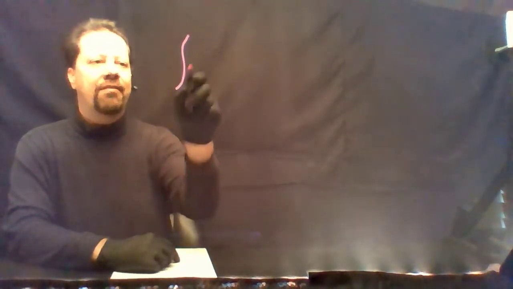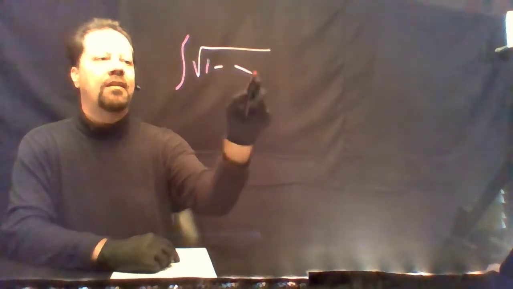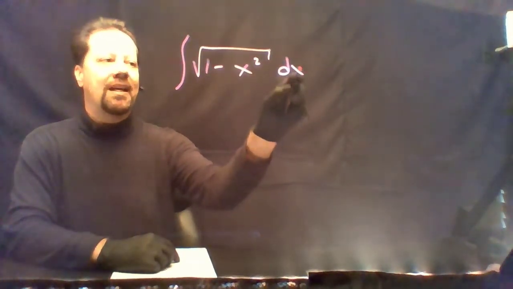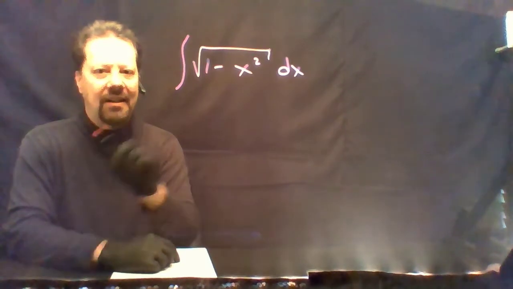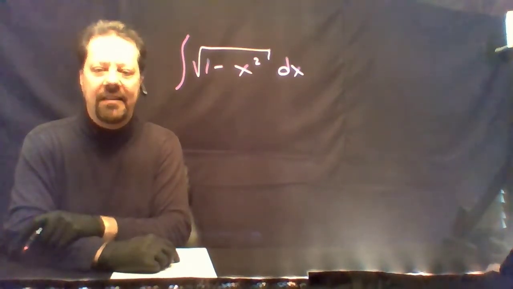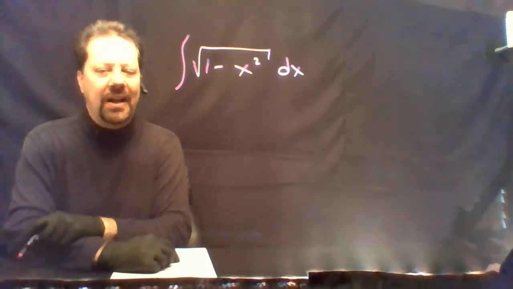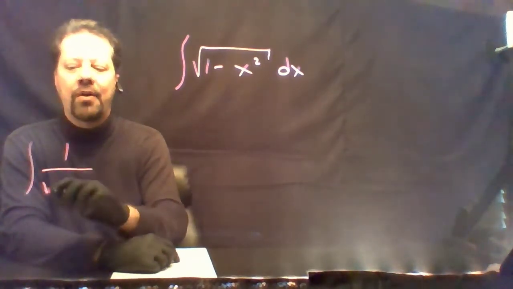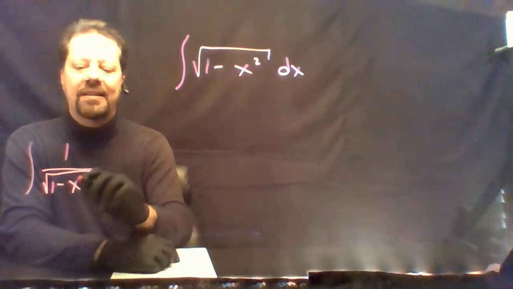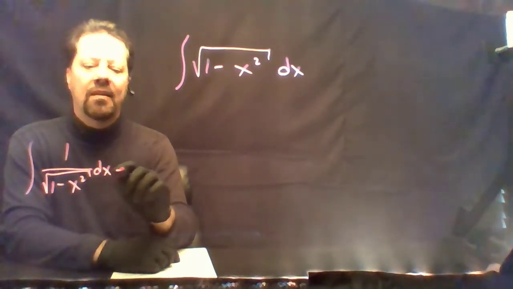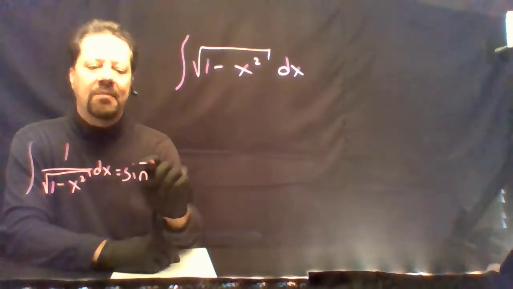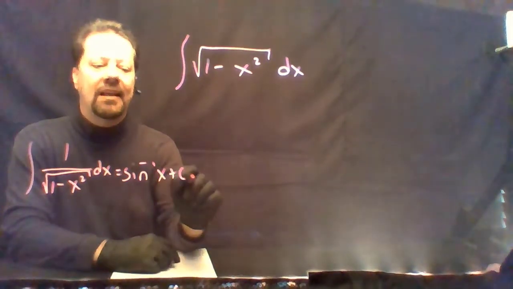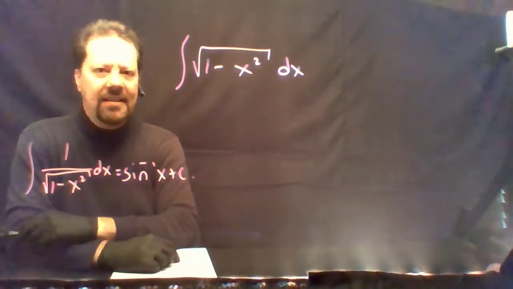On the next problem, we're given the integral of the square root of 1 minus x squared dx. Now, don't misidentify this as one of the important integrals I asked you to memorize. I did ask you to memorize the integral of 1 over the square root of 1 minus x squared, and that's simply arcsine x plus c. However, this isn't that.